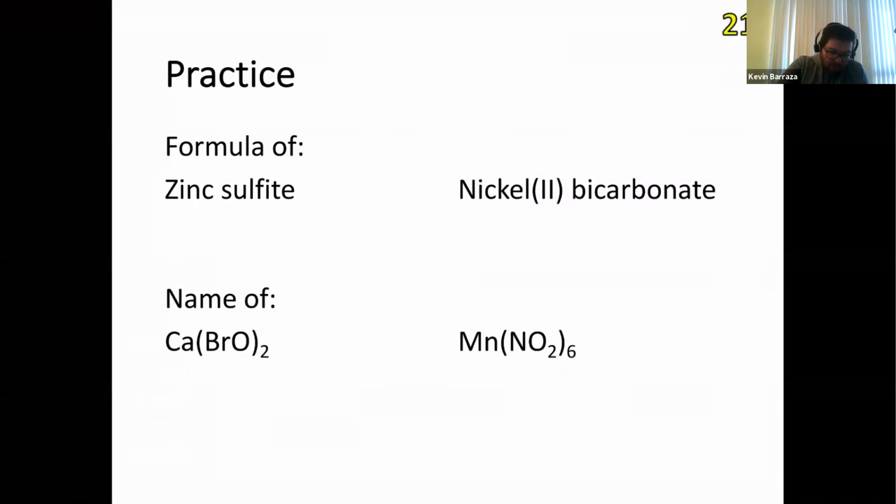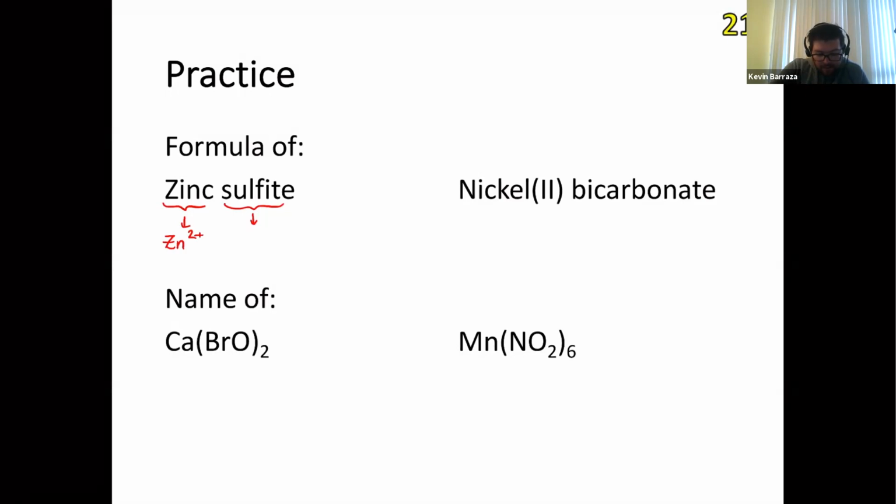So again, remember, we take apart what this name means. Zinc means zinc ion. Sulfite means sulfite ion. So that's going to be Zn. Now the ion, let's look at the periodic table. Where is zinc? It's a predictable 2+.